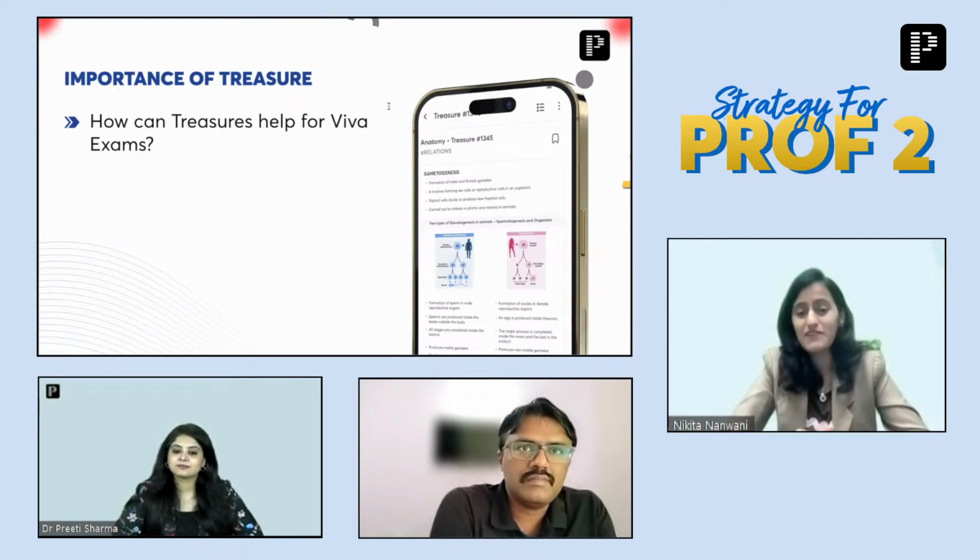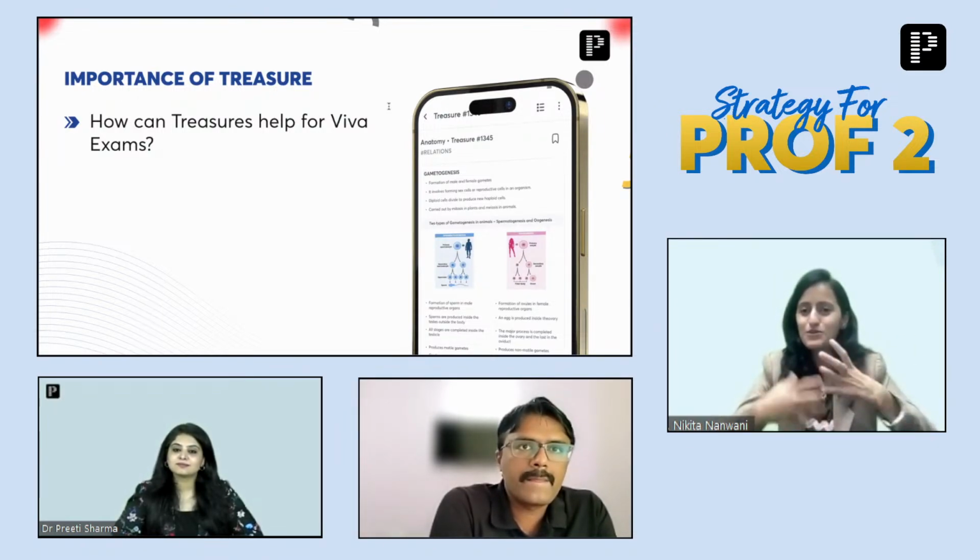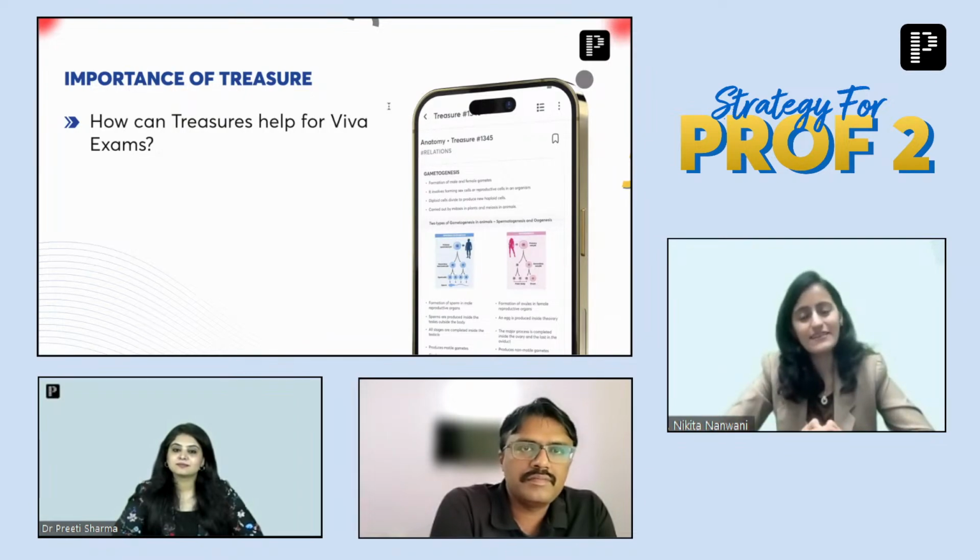And also for the Viva exams, last minute, before going inside, something comes to mind that they need to read, and they hunt for a treasure and they quickly revise it. Right? That is one way I think that the treasures can also be used by the prof students. What do you think are the ways that using the treasures can help the students?